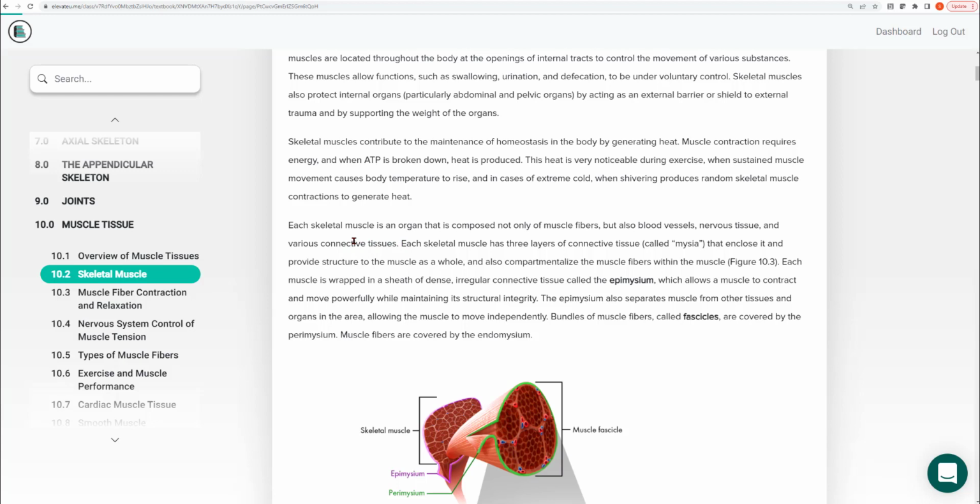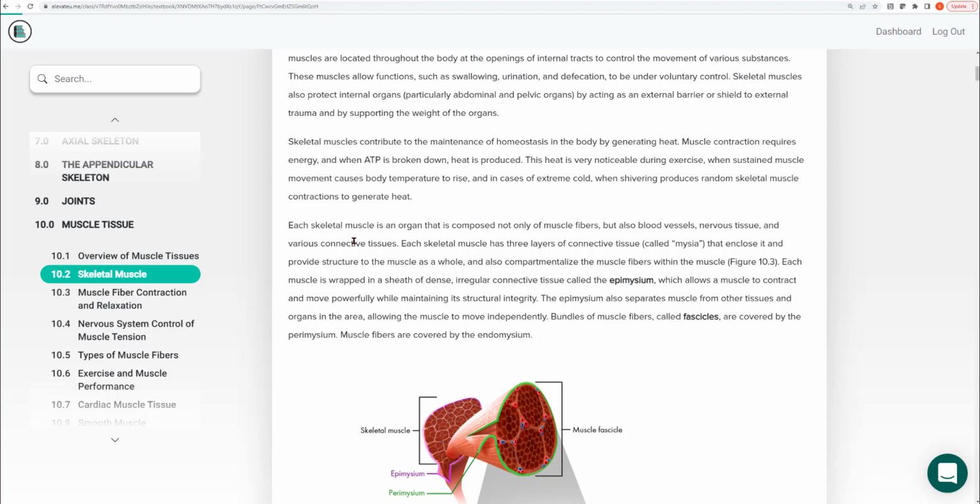Remember, your muscles are an organ, right? Think of your muscles, each of the named muscles, as being an organ. And as such, in a muscle, there is going to be epithelial tissue, there is going to be connective tissue, there's going to be nervous tissue, and of course, there's going to be muscle tissue.